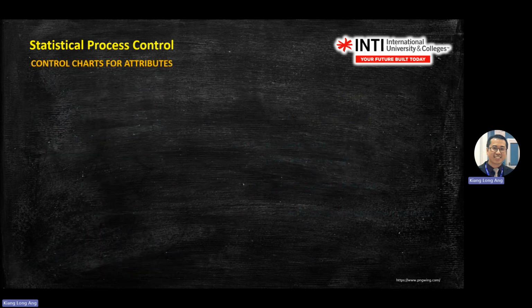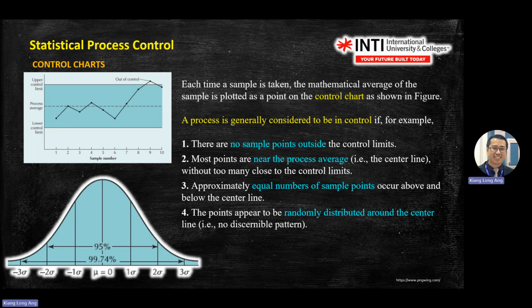These are the criteria, a checkpoint, for whether the process is in control or not. How do you know it is in control? First, there is no sample point outside the control limit. For example, the one on the top here has 1 point outside. If the process is in control, all the points are within the blue lines here. Second, most points are near the process average, meaning near the mean point. If you can, adjust your process so that it is near the mean point here.